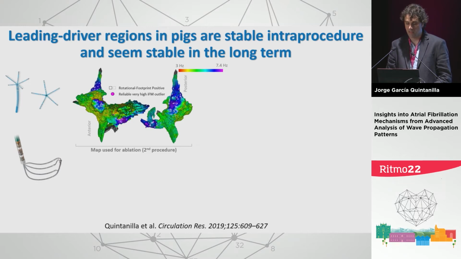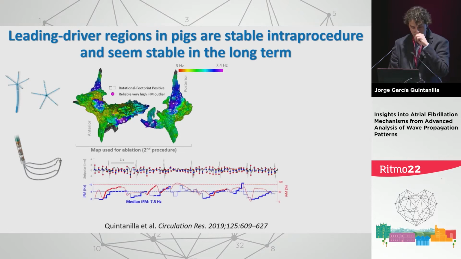In that map, there were 2 main regions that display higher than surrounding activation rate, one at the coronary sinus and the other one at the insertion of the superior cava vein with the right atrium. We call that kind of regions leading driver regions. Note that rotational footprints that are marked with squares were present both inside and outside these leading driver regions, which highlights that rotational activity is sensitive but not specific for the regions truly driving AF.